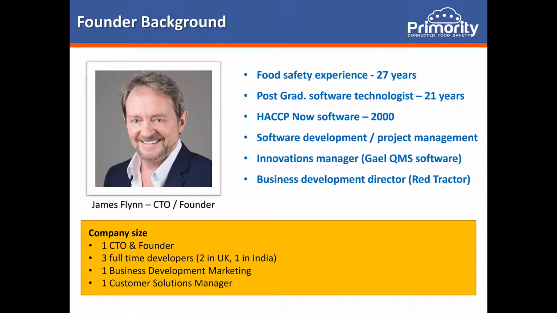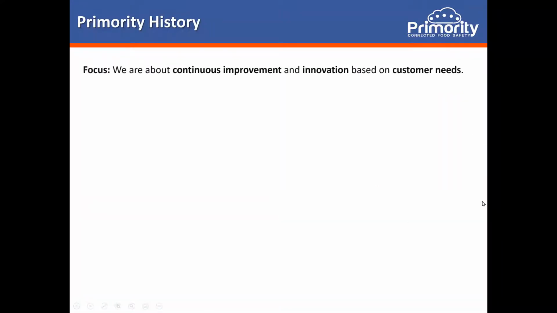Primority is a small specialist company focusing on this type of technology to help food and related businesses manage compliance, risk, food safety, quality, and so on. But today we're going to focus in on the supply chain and particularly on the horizon scanning tools that we've recently developed.